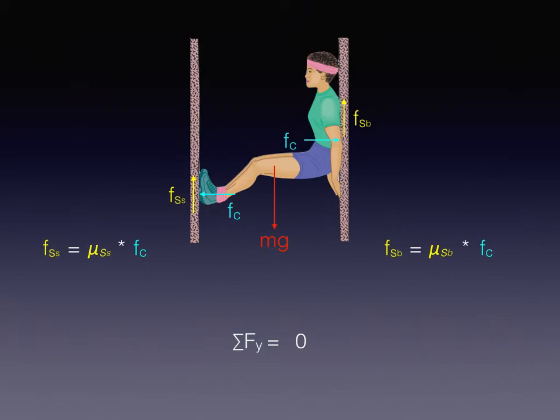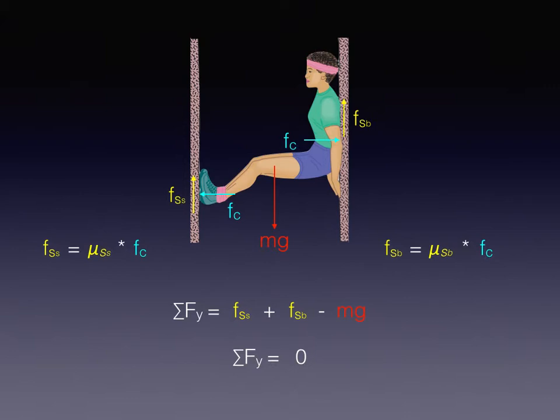So let's look at the forces that are being added together to keep her from falling. What forces are acting upwards? It's the static friction force from her shoes plus the static friction force from her back, right? So we have FSS plus FSB.